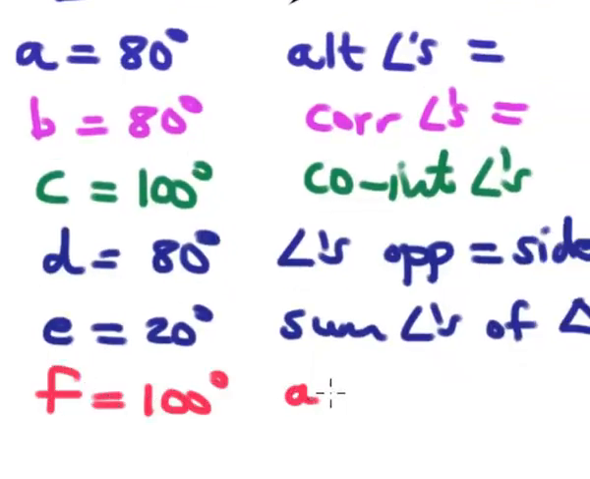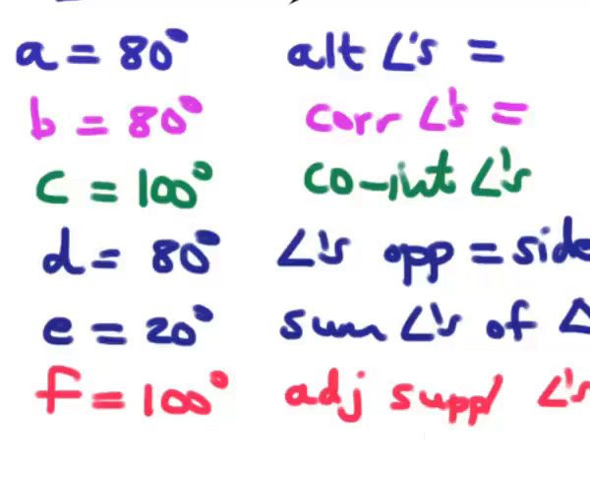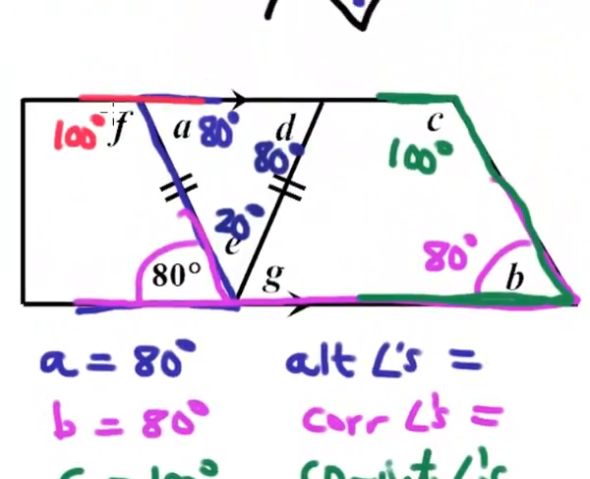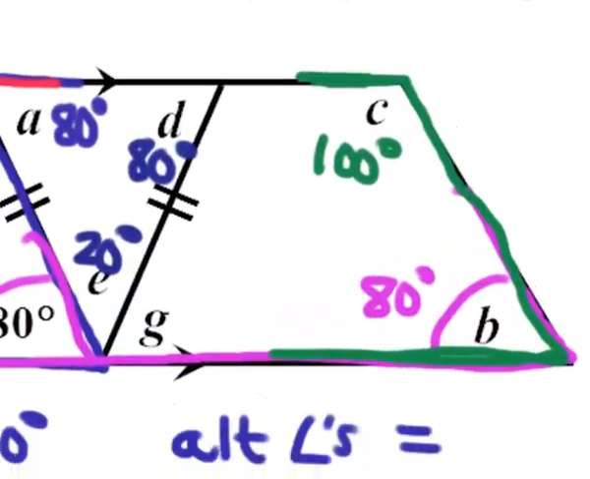this is adjacent supplementary angles. The angles on the line. Adjacent means next to each other, and they are supplementary. They're on a straight line as well. You could have also said F is 100 from co-interior. This is all grade 8 stuff.